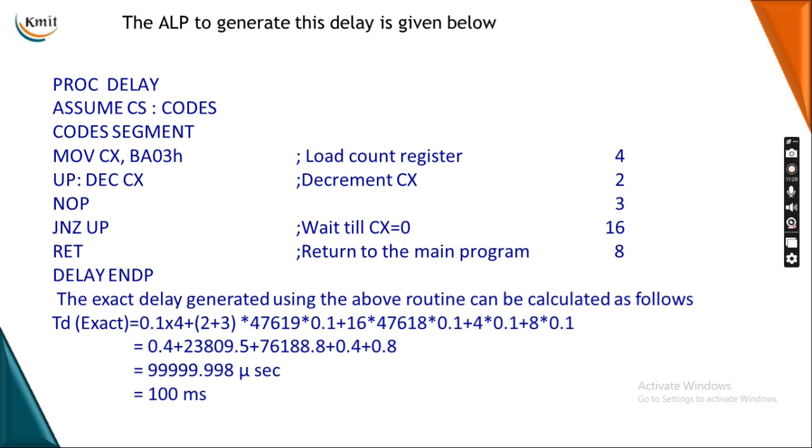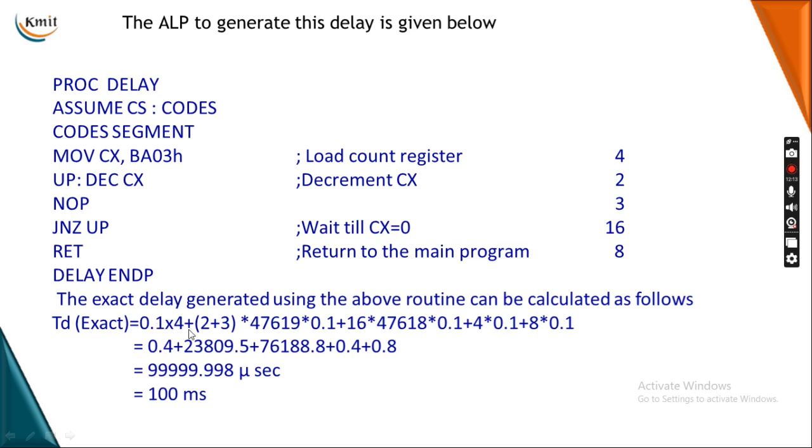We'll see the actual, exact time delay. This is the program as written: MOV CX, count, with the count value BA03H, then the loop. The number of states is this. So the first thing is count, which is CX, and I need to multiply it with n into t. Here the states are 4, and 0.1 is the time period or clock period.